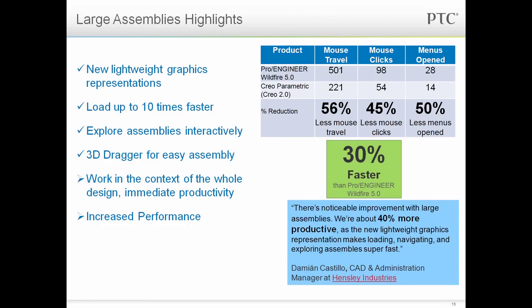So if we take a look at some of the statistics in this, the highlights: mouse travel was reduced by 56%, mouse clicks by 45%, and menus opened reduced by 50%. So again, 30% faster than Wildfire 5.0. And one of the big enhancements there is that new lightweight graphics representation.